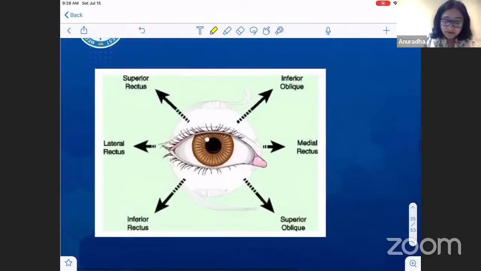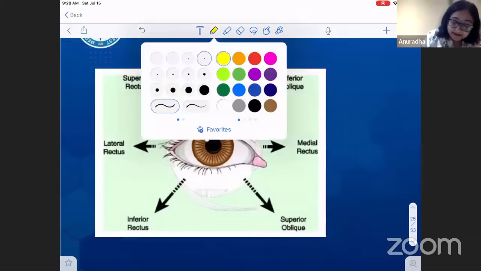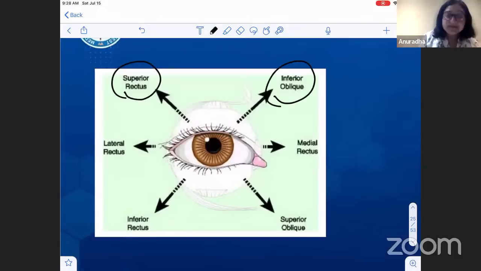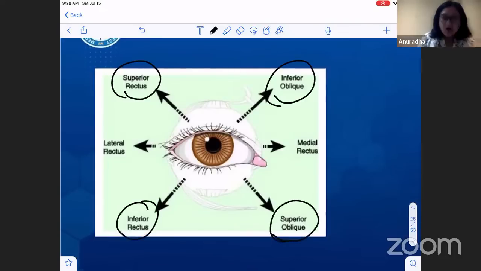So when we talk about the synergist muscle or agonist muscle, think of one eye. Superior rectus and inferior oblique will be synergists in elevation. Inferior rectus and superior oblique will be synergists in depression or downward movement. Now if we talk about the lateral rectus, which muscles will be synergist of lateral rectus? Because lateral rectus causes abduction, the obliques which cause abduction will be synergists of lateral rectus.